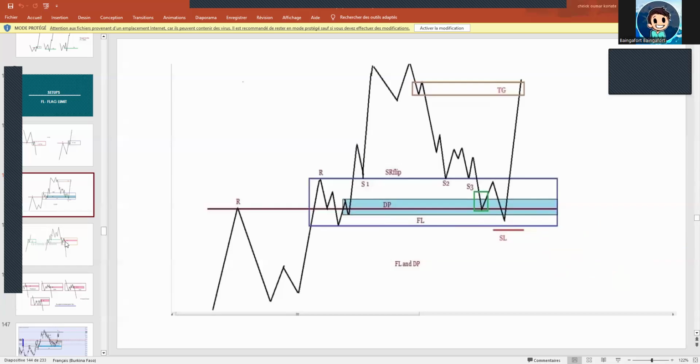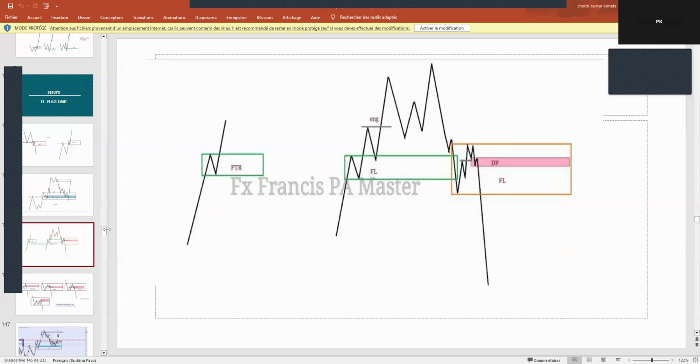Clear? So this one is FTR here. That one is FTR on the left side.